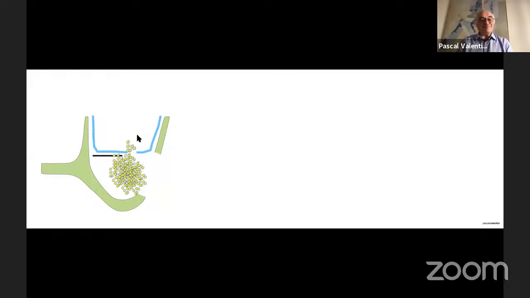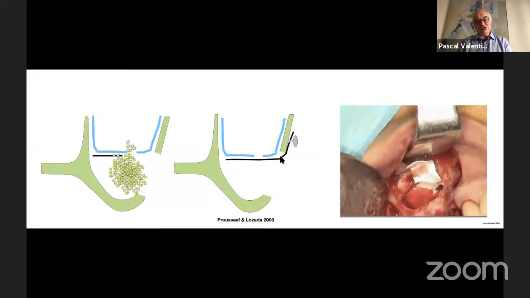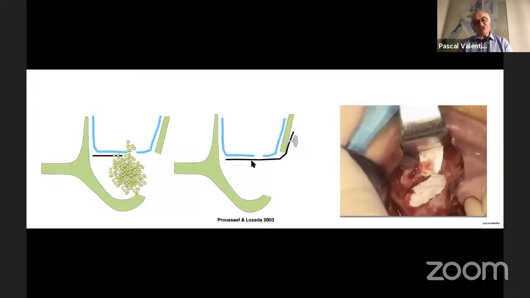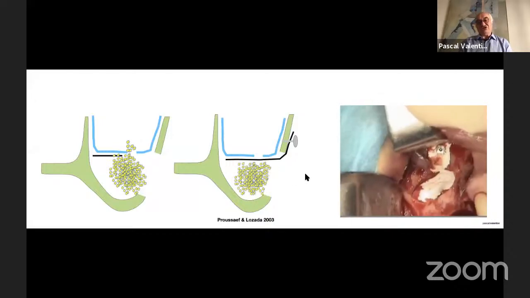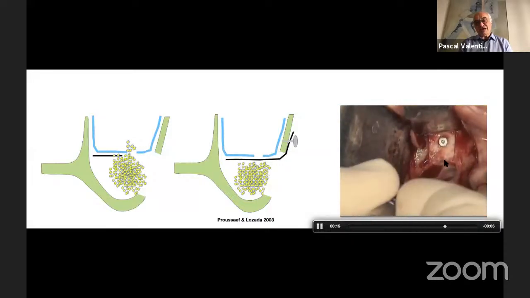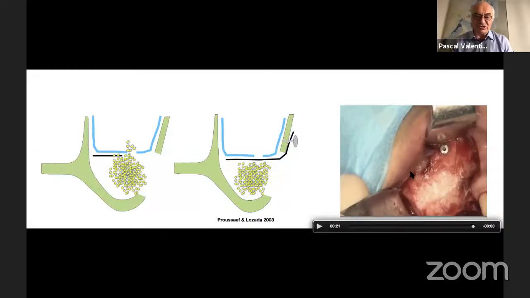So we have to think about the technique making possible the stability of the membrane. It is possible by using this technique suggested by Dr. Prusaev and Lozada from Malinda, where they are suggesting to use the membrane in that way, leaving part of the membrane outside, fixing it with a titanium pin in order to be sure the membrane, which is inside the sinus, will not move away from the perforation when injecting the grafting material. That's exactly what we do here. We assure the membrane will not move at the time we're going to place the grafting material.